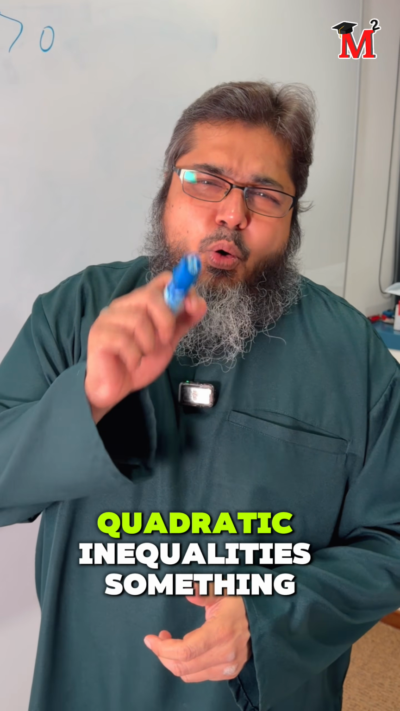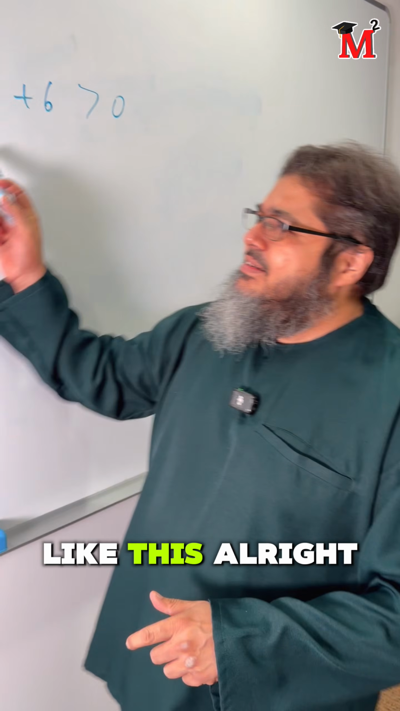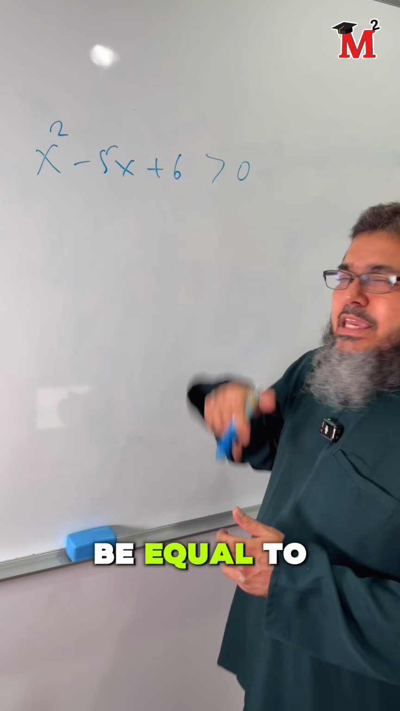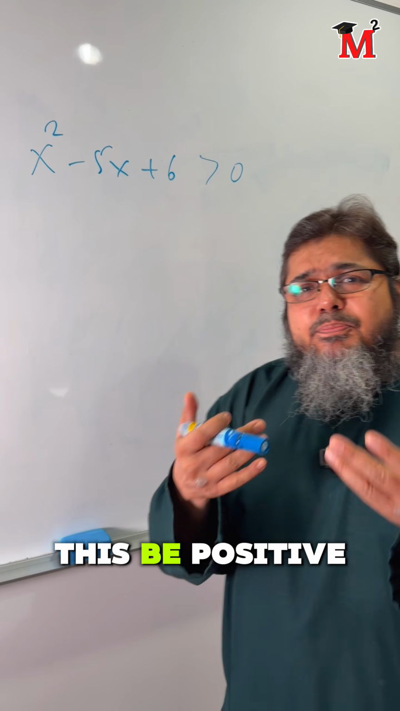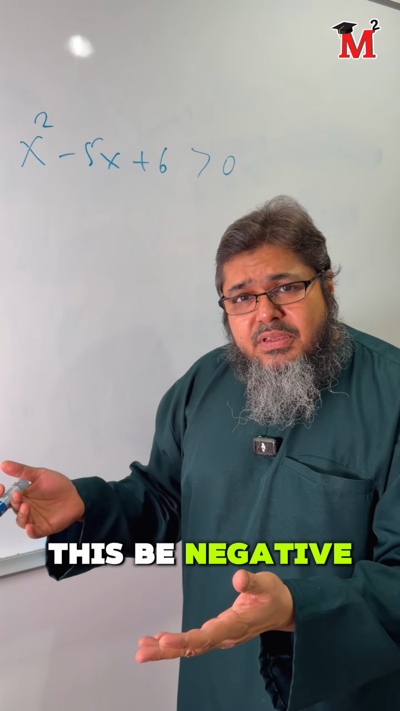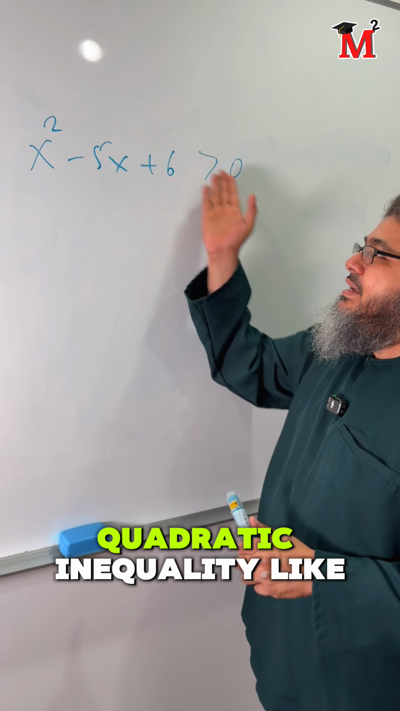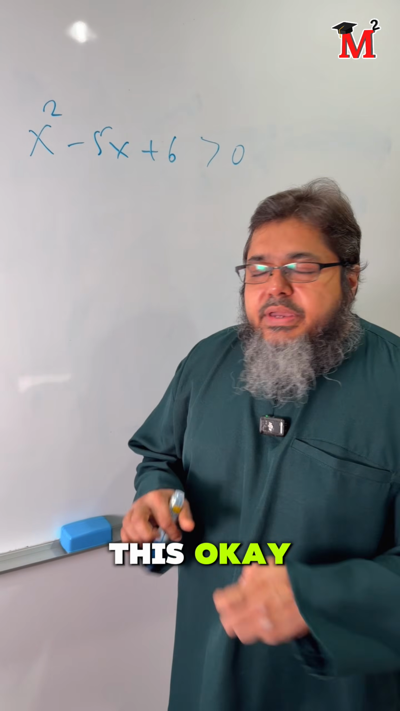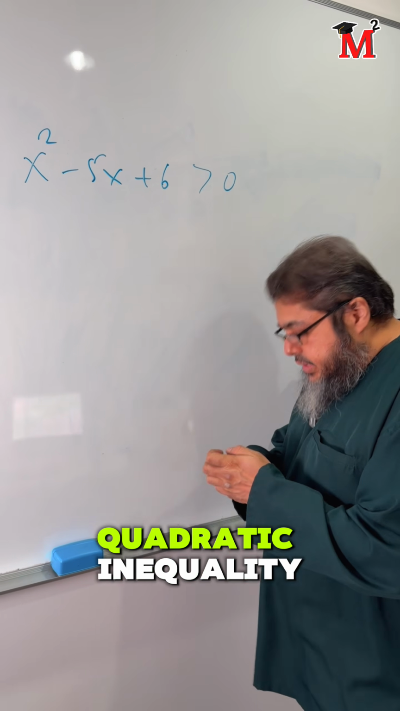You know about quadratic inequalities? Something like this. Basically, people ask, when will this be equal to 0? Or when will this be positive? Or when will this be negative? Basically, if you take a quadratic inequality like this, how are you going to solve this? You see, you have this quadratic inequality.